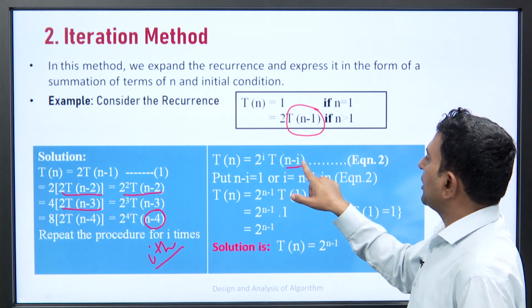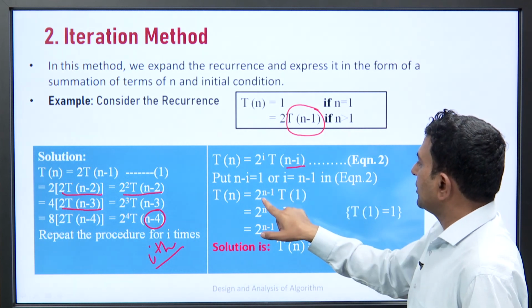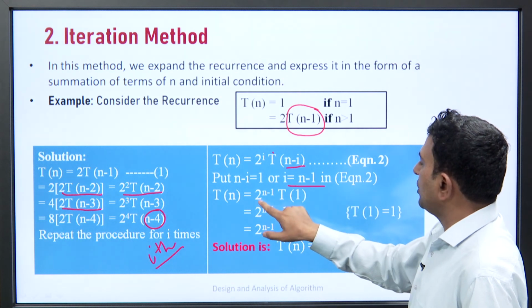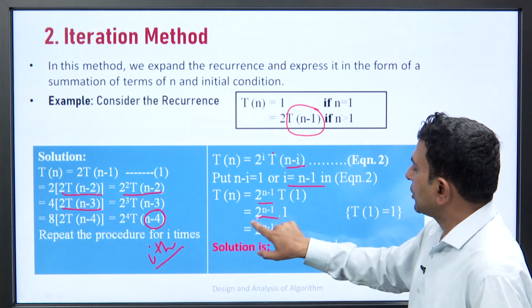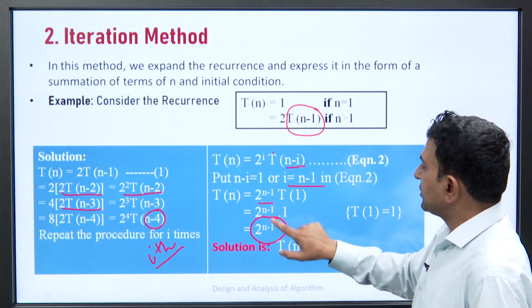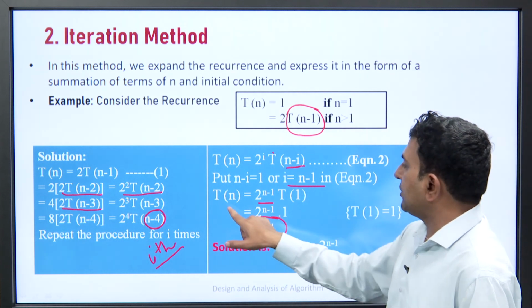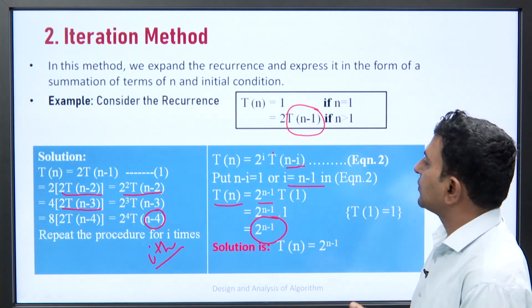Now, putting 1 in place of n-i, what do we get here? T(1), and in place of i we get n-1, so 2 to the power n-1 T(1). Now, the value of T(1) is 1. So, we get 2 to the power n-1. Basically, this is how we can solve a recurrence using the iteration method. So, we are getting the solution T(n) is equal to 2 to the power n-1.